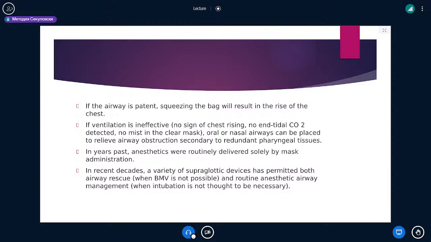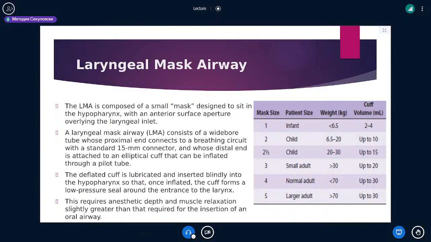In years past, anesthetics were routinely delivered solely by mask administration. In recent decades, a variety of supraglottic devices has permitted both airway rescue when bag and mask ventilation is not possible, and routine anesthetic airway management where intubation is not necessary. One of the best is the laryngeal mask airway.